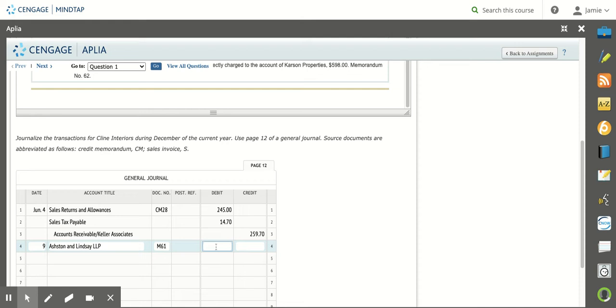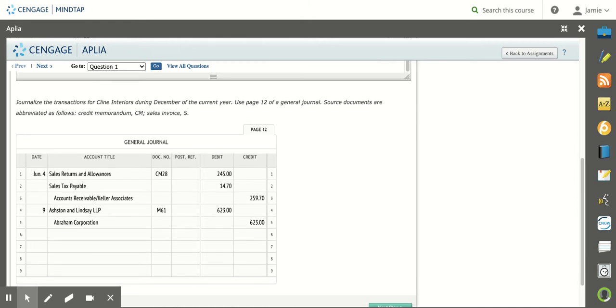We should have the first time debited their account for $623. So we're doing that now. What we did do the first time was we debited Abram Corporation. So now to cancel out that debit, we need to credit Abram Corporation for $623. So the first line, that's what we should have done the first time. So now we're doing that in the correcting entry. The second line, we need to cancel out what we did originally, which was debit Abram Corporation.